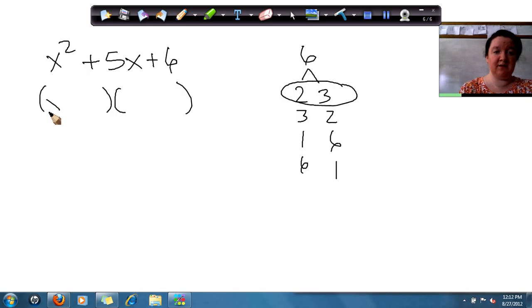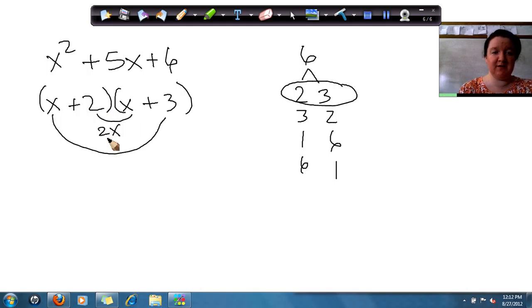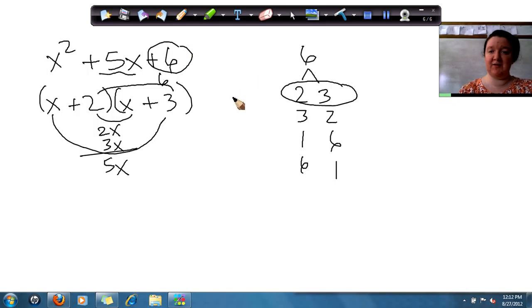So I have x plus 2, x plus 3. If I look at my inside terms, I get 2x. If I look at my outside terms, I get 3x. When I add those together, I get 5x. And that's what I was looking for. And if I look at my last terms, I get a positive 6, which is what I was looking for. So now I've factored those correctly.